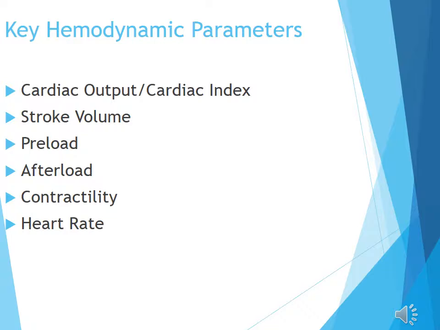First, we'll go over some key hemodynamic parameters. These are things you really need to understand to be able to look at what's going on with your patient based on those CVP readings, as well as your arterial line blood pressure readings, and why they have these interventions in place. So we'll review the cardiac output, cardiac index, stroke volume, preload, afterload, contractility, and heart rate.